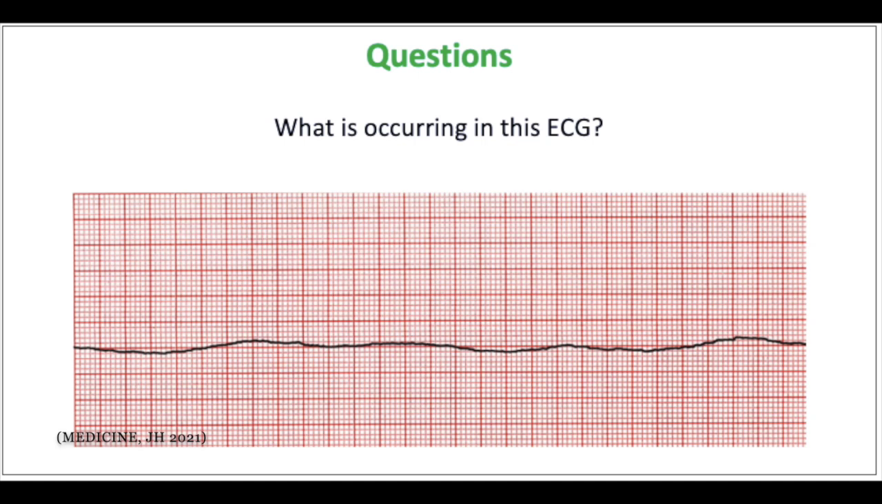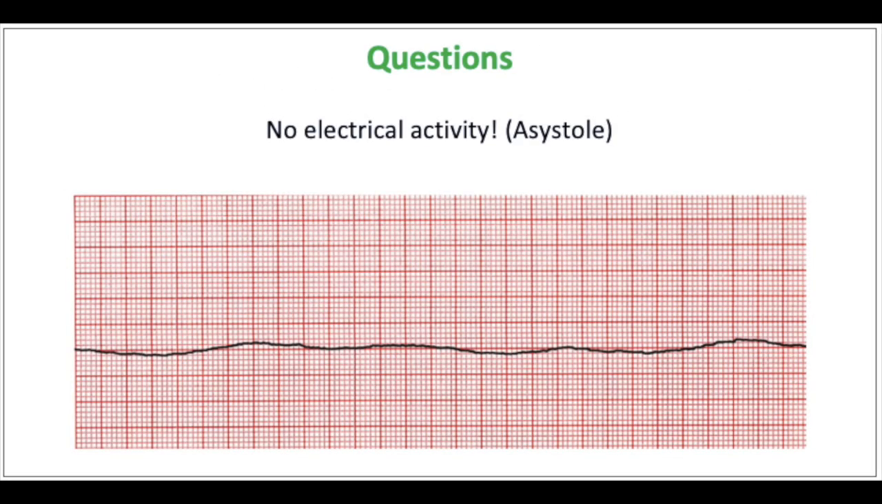The final question is a bit of a tricky one because we haven't covered this, but have a go anyway. What is occurring in this ECG? The answer is there is no electrical activity. This is referred to as asystole. As there is no electrical activity, the heart is no longer functioning, resulting in cardiac arrest.